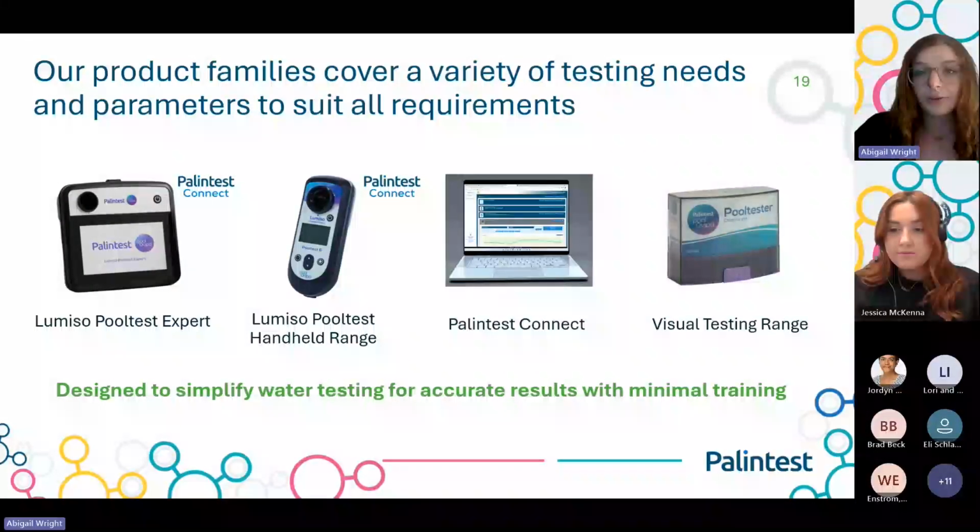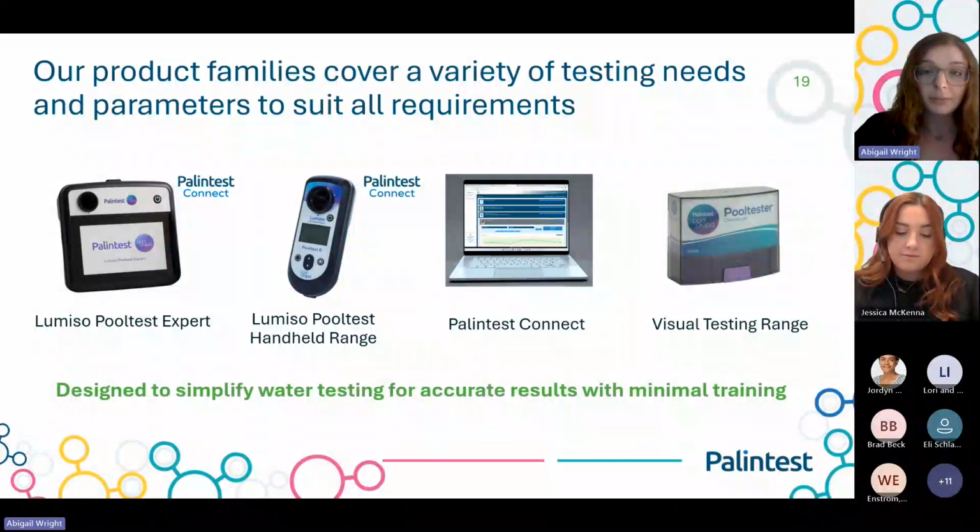Looking specifically at our range of products, our product families cover a variety of testing needs and parameters to suit all requirements, and they are designed to simplify testing for accurate results with minimal training. Our product range includes, at the top end of the range, our Lumiso Pool Test Expert multi-parameter photometer, our Lumiso Pool Test 3, 4, and 6 handheld photometers, our data management platform Palintest Connect, and we also offer a range of visual testing products.